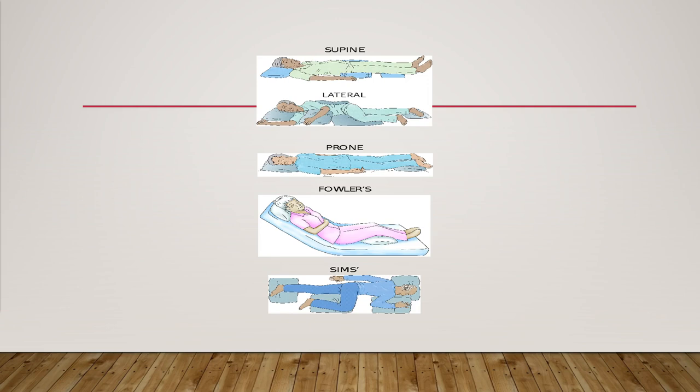This person is in a left side lying position for Sims. Their right leg will be flexed with a pillow to support it. And this position may be used to give rectal suppositories or take rectal temperatures.